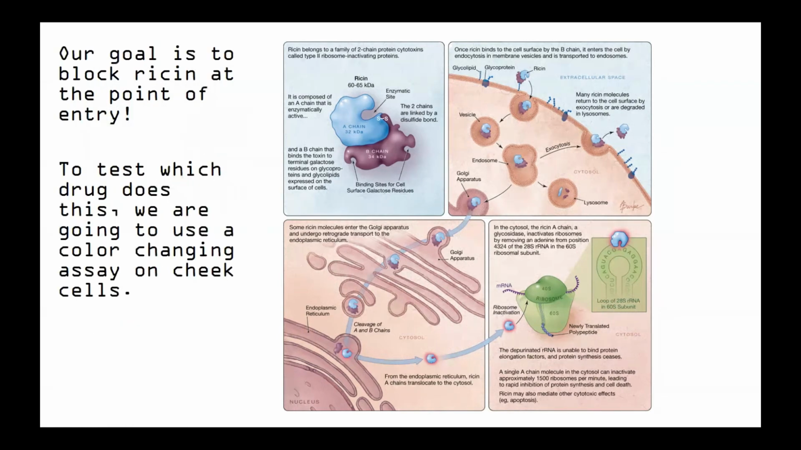So our goal in lab this week is to block ricin at the point of entry. So we'll be given 2 different drugs to test to see if we can block ricin's entry. To test which drug does this, we'll be using a special color-changing assay on cheek cells. So let's explore this protocol.